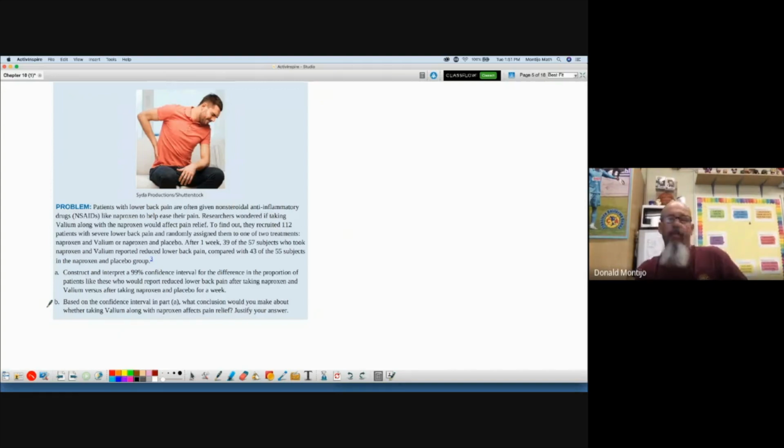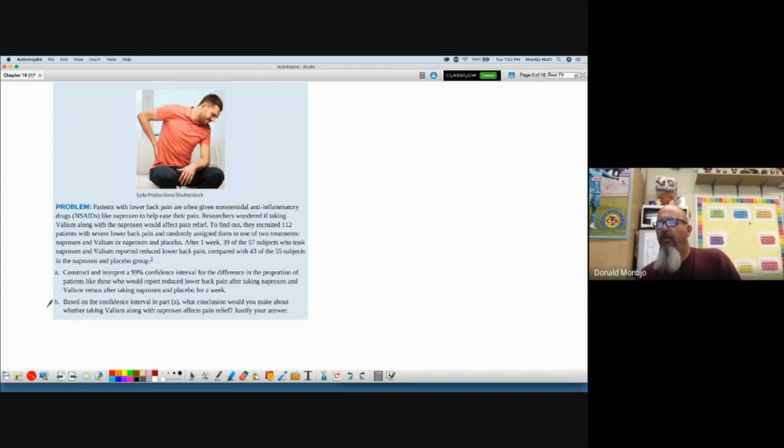Patients with lower back pain are often given non-steroidal anti-inflammatory drugs like naproxen to help ease their pain. Researchers wondered if taking Valium along with the naproxen would affect pain relief. To find out, they recruited 112 patients with severe lower back pain and randomly assigned them to one of the two treatments. Okay. Either they got the naproxen and Valium, or they got the naproxen with the placebo.